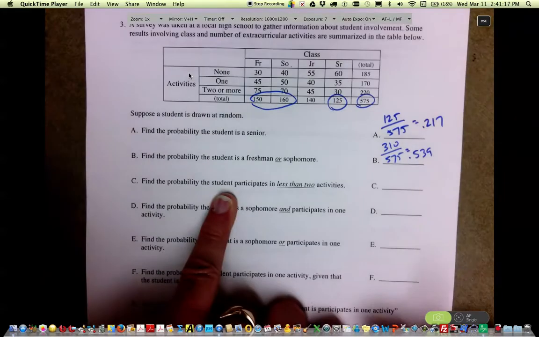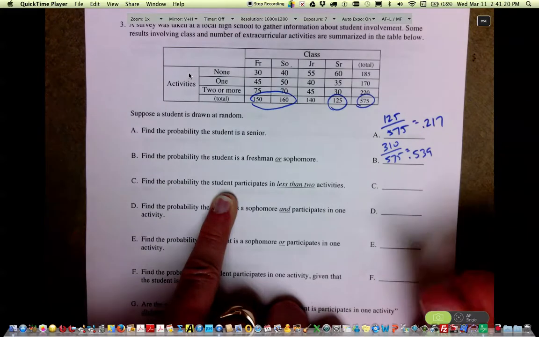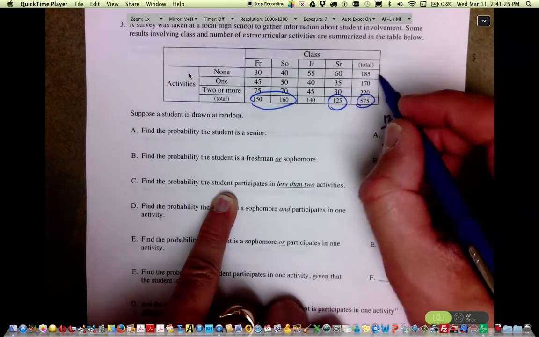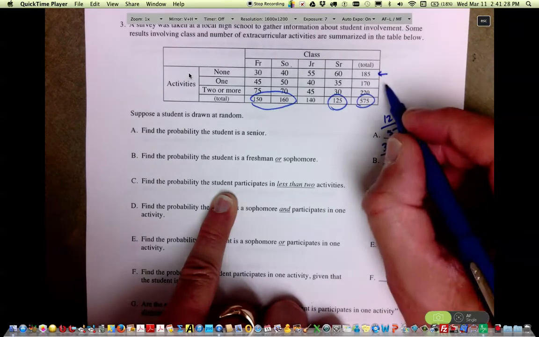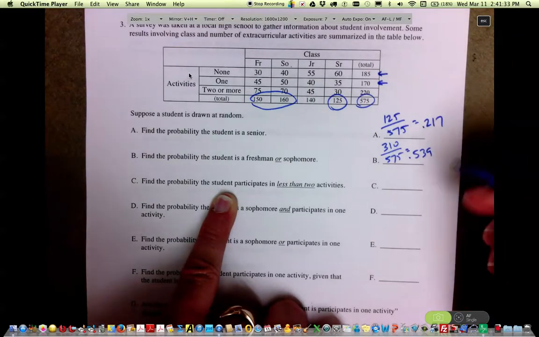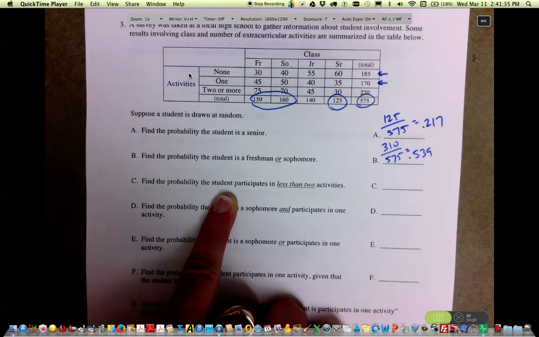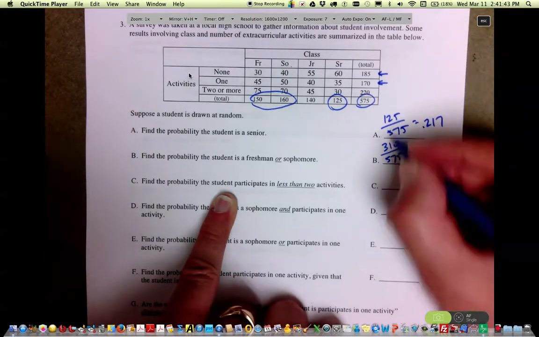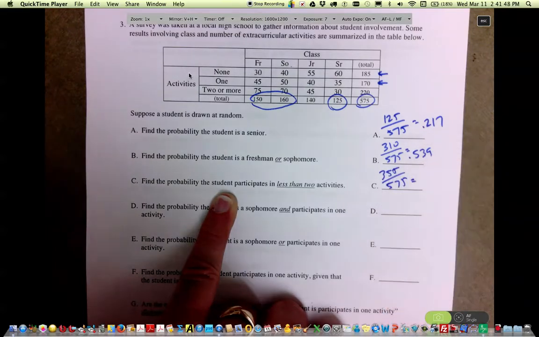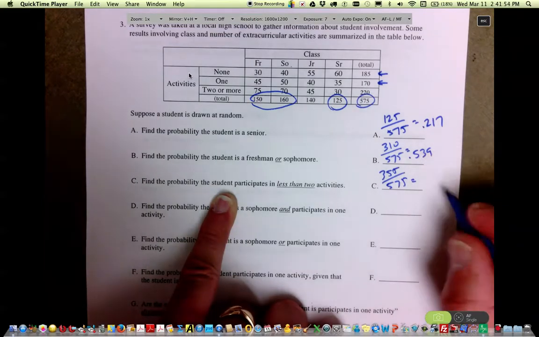Find the probability a student participates in less than 2 activities. Less than 2 activities means 1 or none. There were 185 not in any activities, and 170 were in only 1 activity. If you add those up, 185 plus 170 gives me 355 out of 575. And 355 divided by 575 is 0.617.